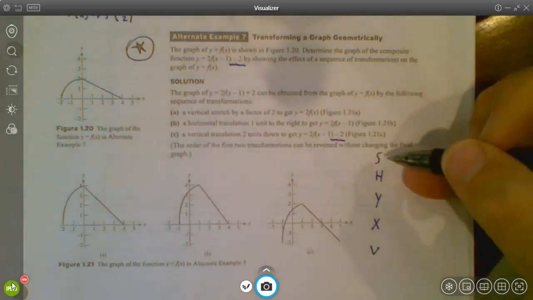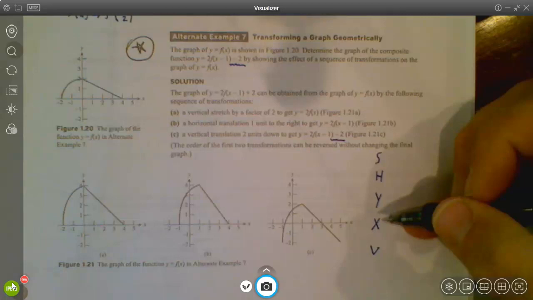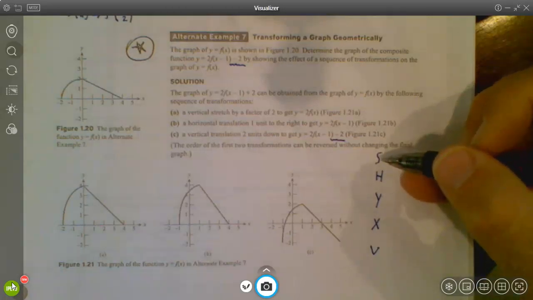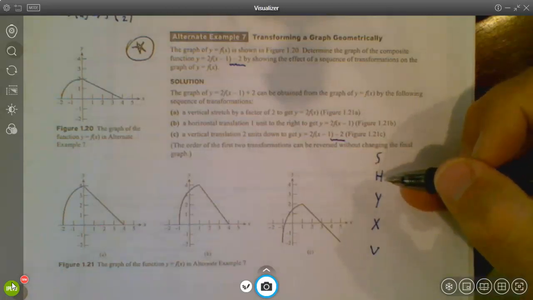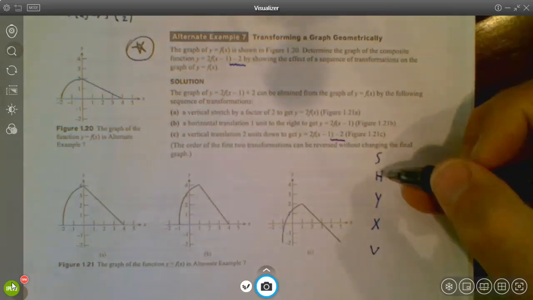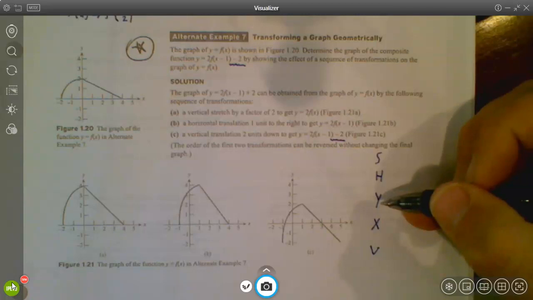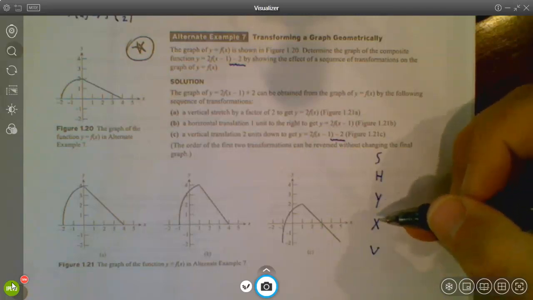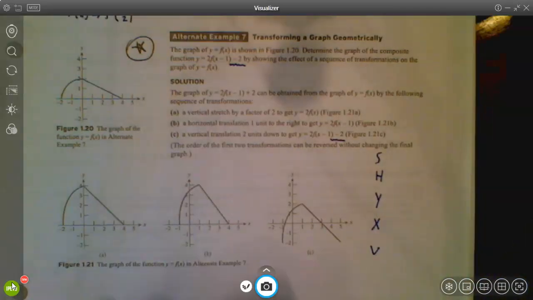So, great acronym. I would encourage you to just apply this. Stretches and shrinks first, so that's your multiplication. Then you can do your horizontal shift. Even though these can be interchangeable, this is just a great little acronym to help you, right? Then your reflections over the y, over the x, and then your vertical.